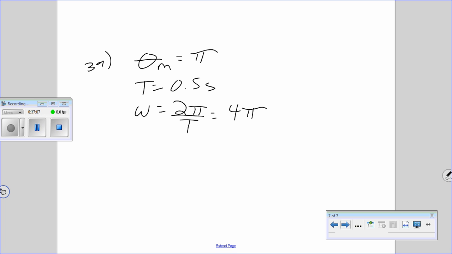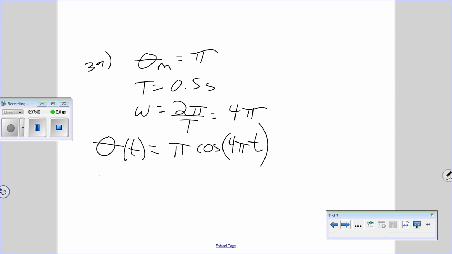Okay. So that means that our theta at time t is theta max, pi, times the cosine of omega, which is 4 pi t, plus some phase shift. Am I going too quick? Well, it doesn't matter, right? Because we don't actually need the velocity or the acceleration at any specific time. We just need to know the maxes, right? So what should we make our phase shift? To 0, right?